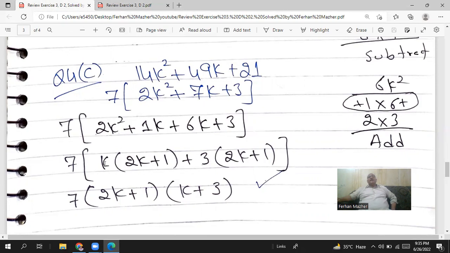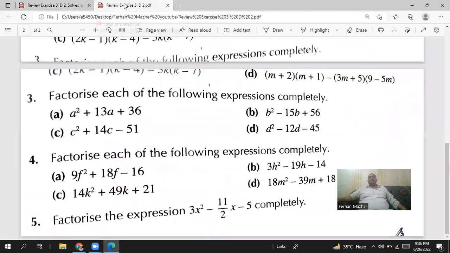From these two you can see k is common. Inside the bracket you are left with 2k plus 1, bracket close. From the last two terms you can see that we have 3 common, so plus 3 is common. Inside the bracket you get 2k plus 1, bracket close, square bracket close. So from this term and from this term, a 2k plus 1 bracket is common. From here you will have the k, from here you will have the 3, and here you have the 7. So this is how you will solve question number 4 and its D part.